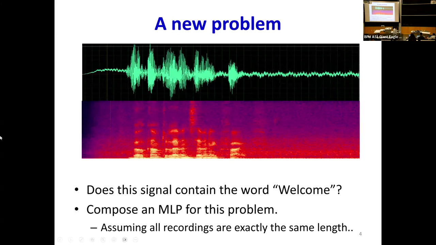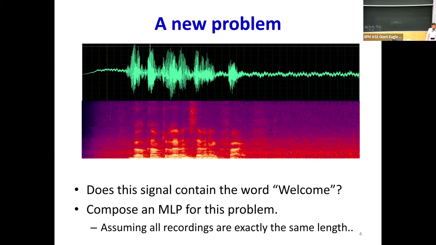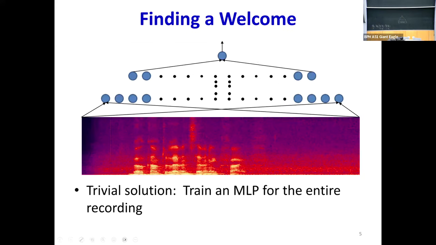Here's a task. I give you lots of speech recordings in spectrographic form, and these recordings have the word welcome somewhere in them. What kind of neural network would we build for a problem of this kind? Presumably, you just pass the entire thing to a multilayer perceptron, and eventually you get a classification output at the end, which tells you whether the word welcome occurred in the recording or not. This is the obvious thing to do. It's a trivial solution: train an MLP for the entire recording.